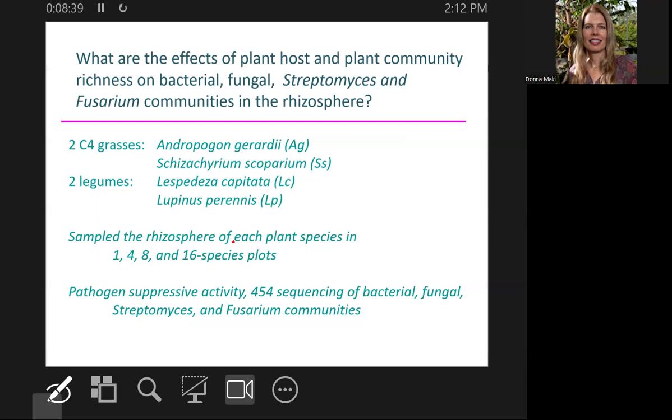Then they had them in plots where they were either a monoculture or 4 species together, 8 and 16 species, and testing the soil microbes and looking at their ability to suppress the pathogen. She did some sequencing also, looking at Fusarium, which is a well-known pathogen, and then the Streptomyces are the biocontrol agents.